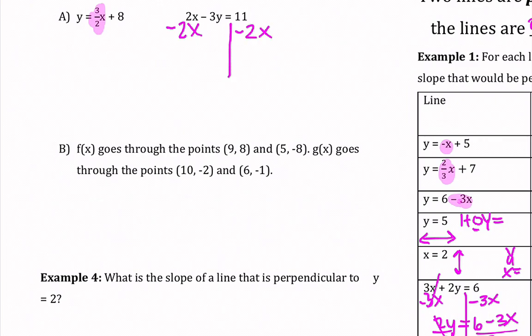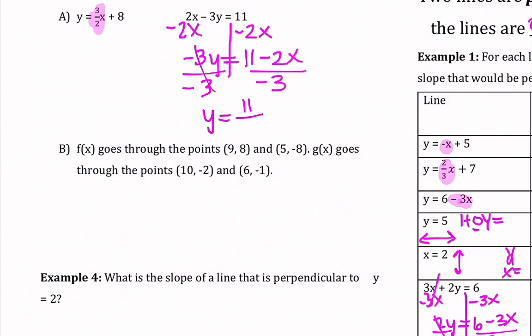And that's going to leave me with negative 3y is equal to 11 minus 2x. Then I'm going to get rid of that negative 3 by dividing both sides by negative 3. So I'm going to get y equals. First, I need to take 11 and divide it by negative 3. That's going to give me 11 over a negative 3.